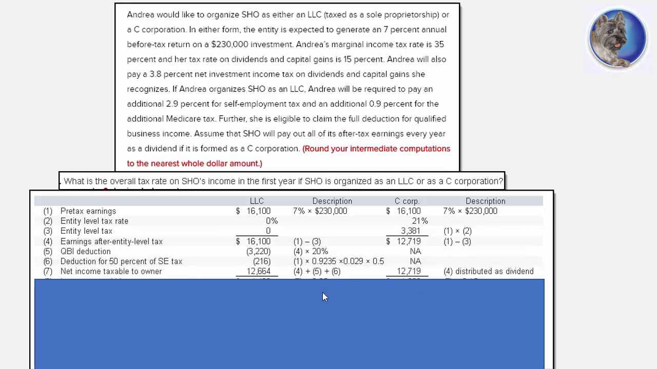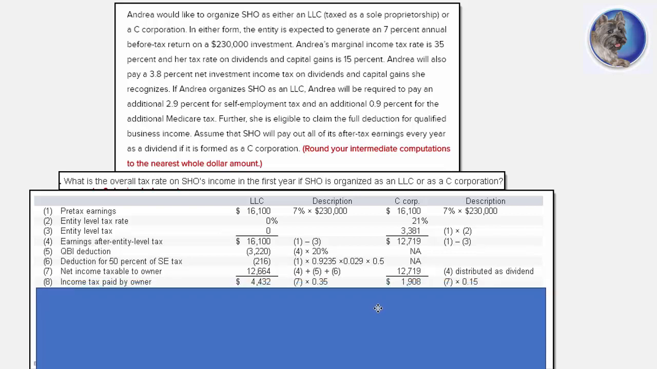Okay, so if we take items 4, 5, and 6, which is the earnings after entity level tax, and then we subtract out the QBI deduction and the deduction of the 50% of the self-employment tax, we wind up with $12,664 for the LLC. Of course, we only have the $12,719 of earnings after the entity level tax on the corporate side for the C Corp, and we assume that it's all distributed as a dividend.